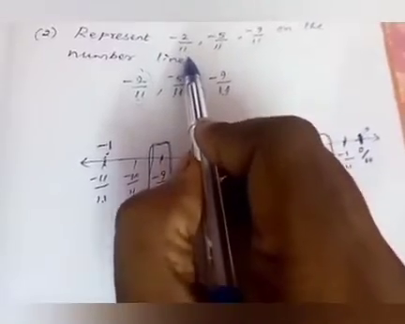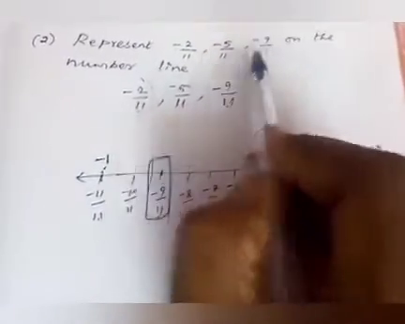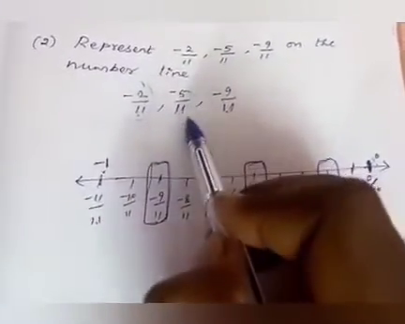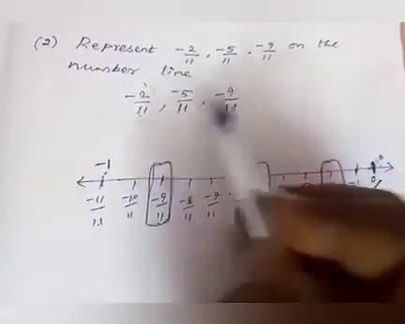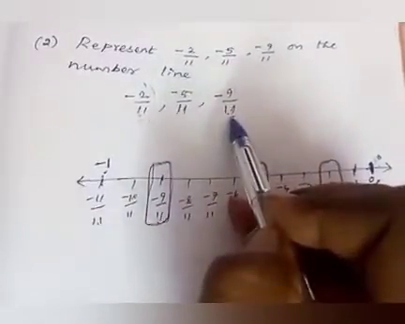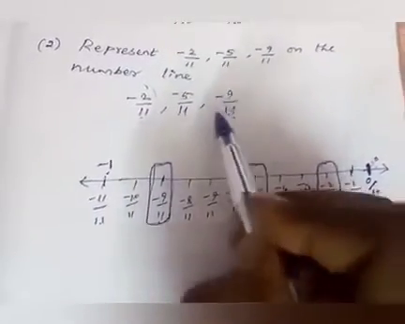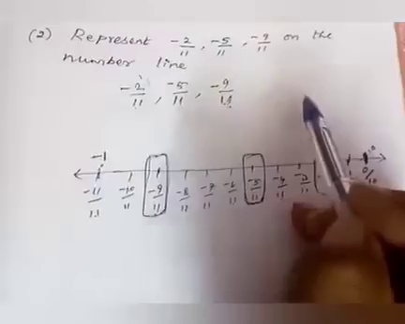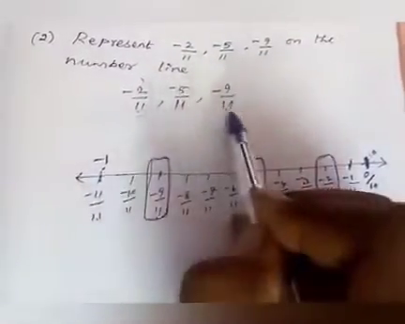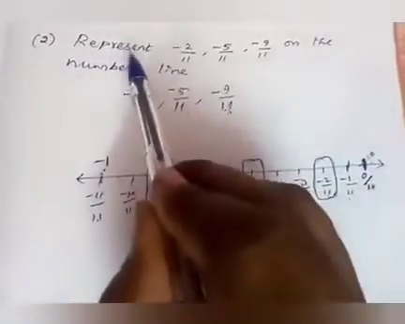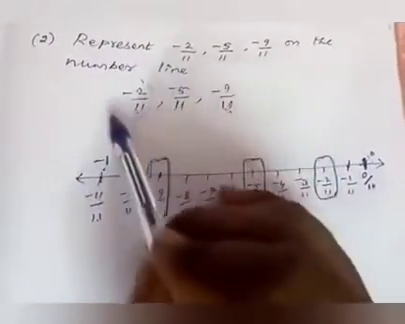The second one is to represent minus 2 divided by 11, minus 5 divided by 11, minus 9 divided by 11 on the number line. All the denominators are the same. What is this denominator? 11. Here also 11, here also 11. On the number line, between 0 and 1, divide into 11 equal parts. So represent these 3 rational numbers on the number line.